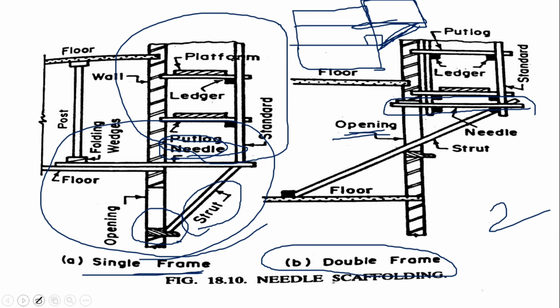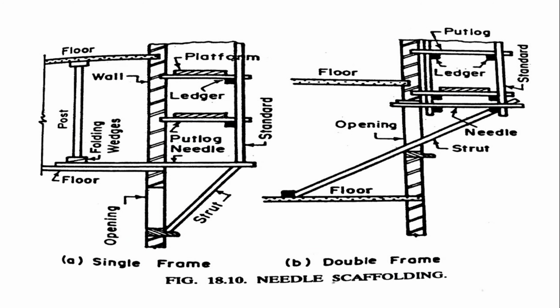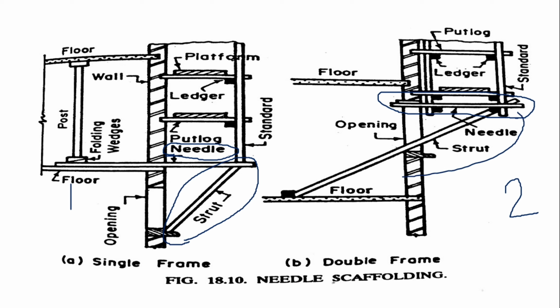So if we compare both conditions, figure 1 and figure 2, here is figure 1, here is figure 2, then in figure 1 the needle is entirely installed in my floor, but in the second figure we just provide the needle at my opening. Major difference: in the first we provide the strut at the outer side of your opening, but in the second figure we provide the strut throughout my opening.